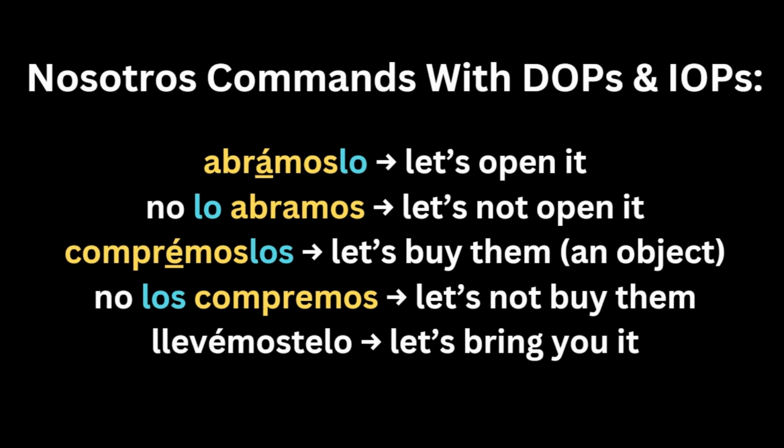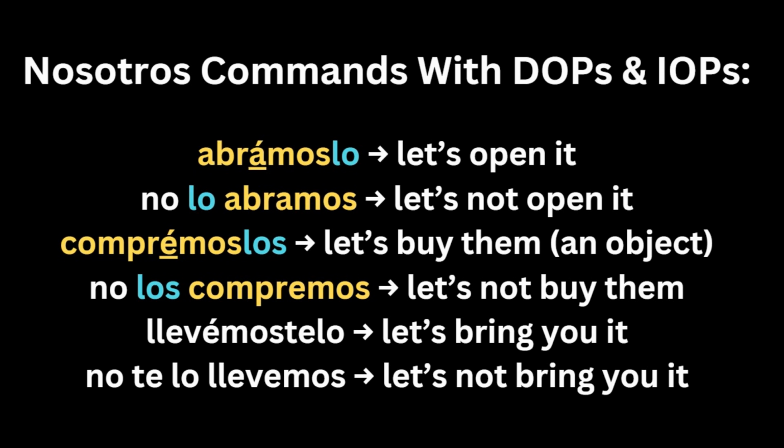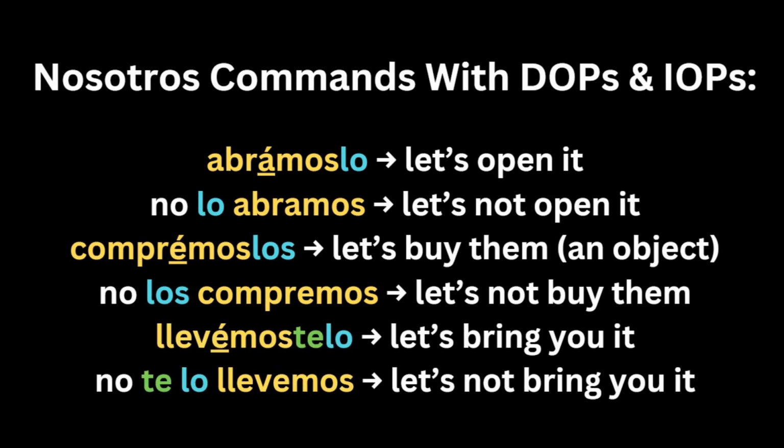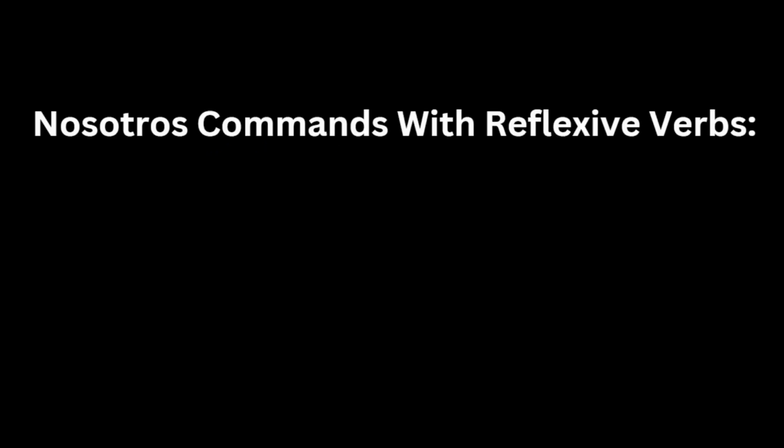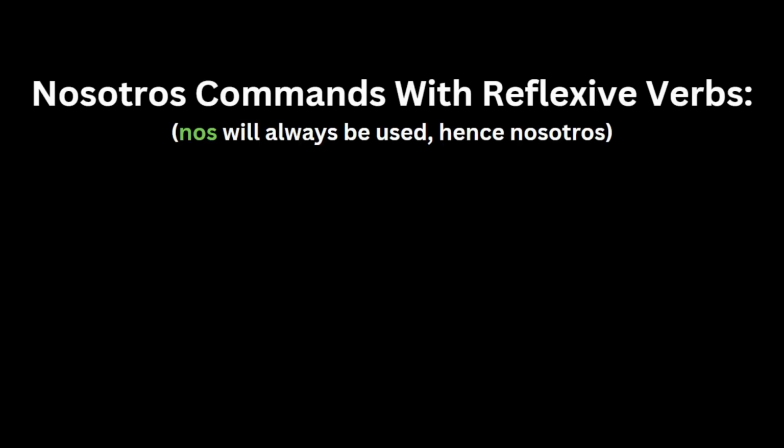Llevémostelo can mean let's bring you it, and in the negative, it's no te lo llevemos, let's not bring you it. Of course, you can make any sentence you want using these commands with direct and indirect object pronouns. The last concept to know with nosotros commands is reflexive verbs. Because we're only working with nosotros, the indirect object pronoun nos will always be used with reflexive verbs, especially in the affirmative where nos is attached to the verb.